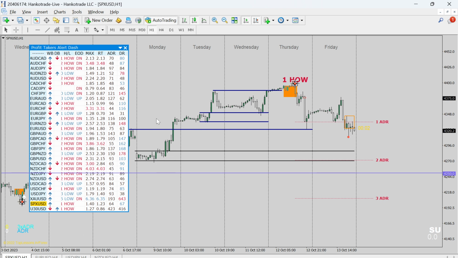Now, when you see both arrows, it just means that it's not in sync with the actual weekly bias. So you'll have red with the blue, and you see here red with the blue. Again, this is Saturday. The markets are closed, so this is basically frozen. Once the markets open again, the dash will update.